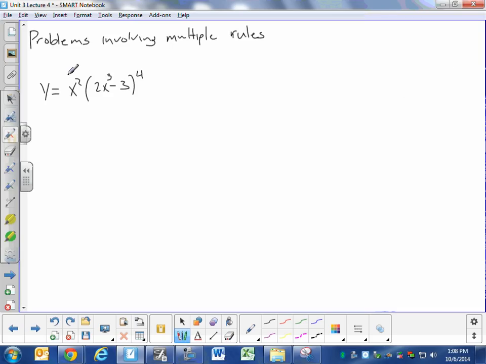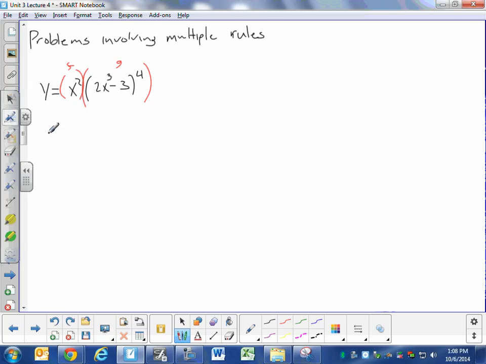So, this is your first guy. This is your second guy. I can't distribute the x squared in there. It's being taken to the fourth power. So, don't do that. This is as simplified as it can get. You just have to take the derivative using the product rule.